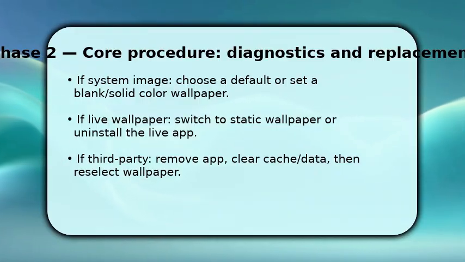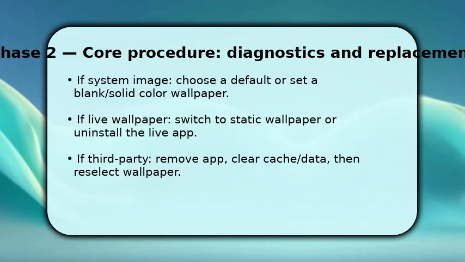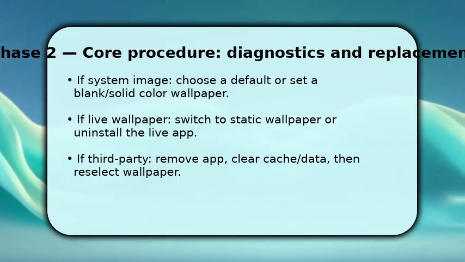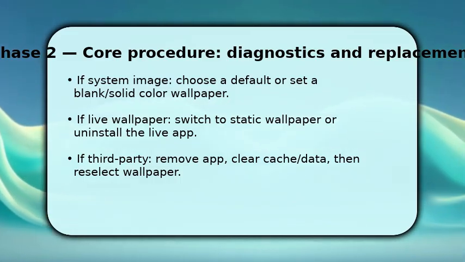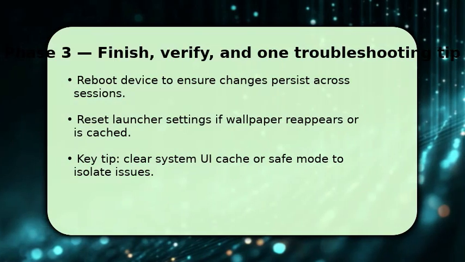If a third-party launcher or app set the wallpaper, uninstall that app, then clear its cache and data. Once done, reopen Wallpaper Settings and pick the replacement to confirm the change. Finish by rebooting the phone so the new setting sticks across sessions. This also clears transient issues.